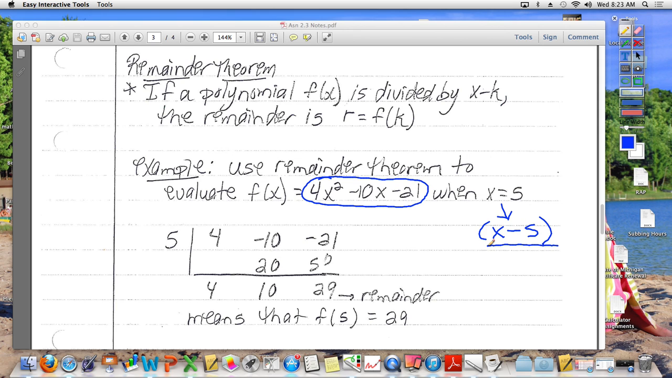Okay? Now, if it's written as x minus 5, you know that you need to take the opposite of that. But in this case, I already gave you the x value. I already gave you the 5. This, x minus 5, means that x is equal to 5. So no need, in this case, to switch the value. It's already switched for you because I told you that x equals 5. So you put a 5 out front. You write down the 4, the negative 10, and the negative 21.